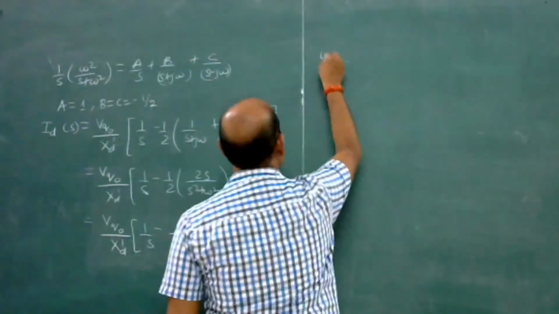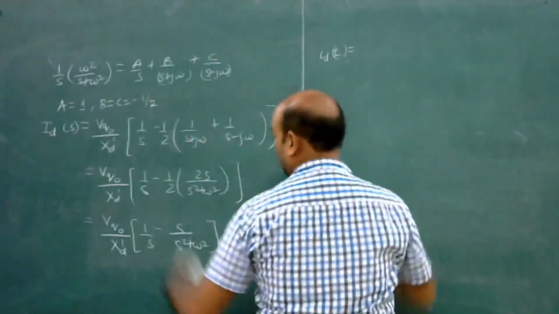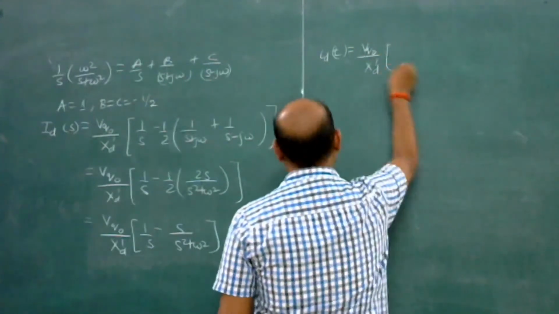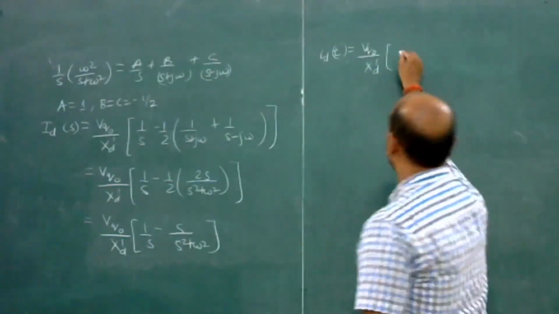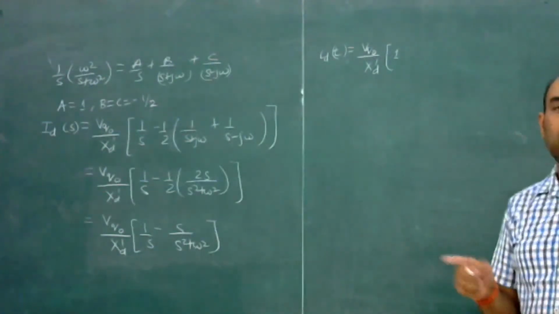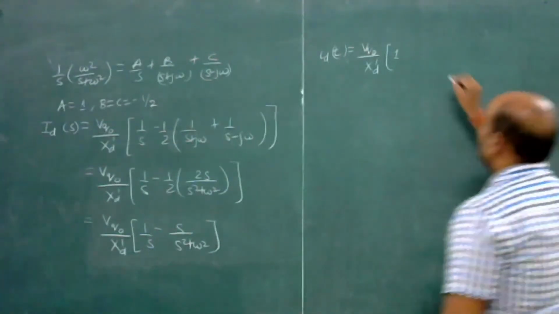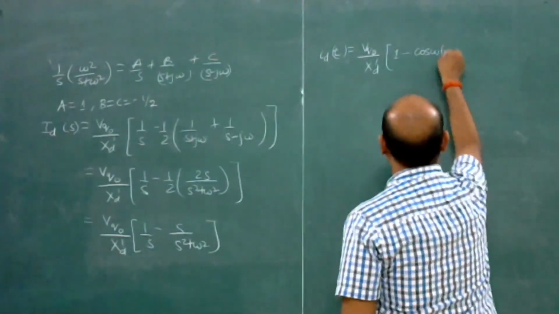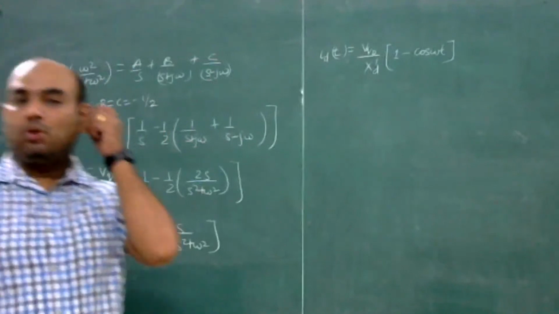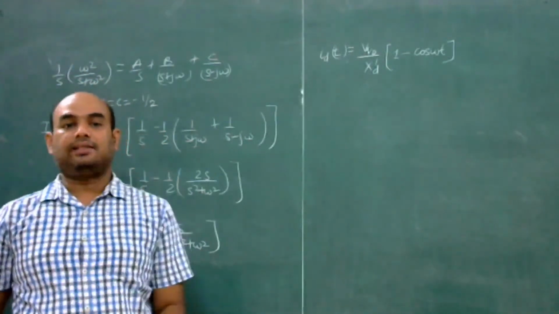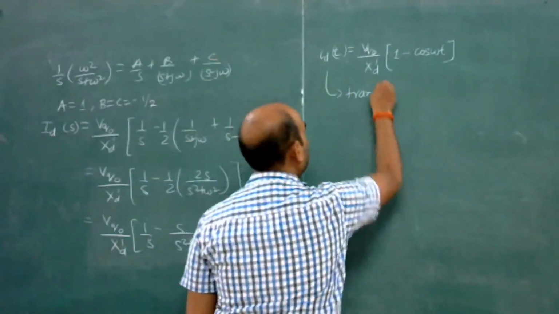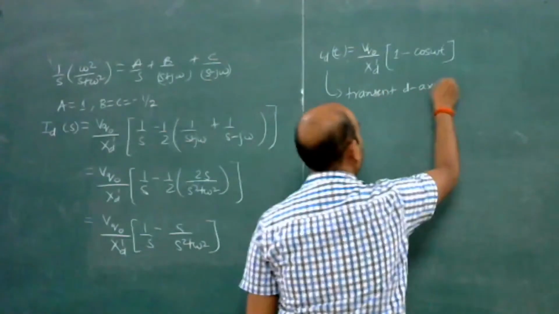So ID of t will be equal to VQ naught upon XD dash times the inverse of 1 upon s, which is 1. And Laplace inverse of s upon s square plus omega square is cos omega t. So this will be minus cos omega t. Okay, so this is the value of transient d-axis current. Okay, so this is transient d-axis current.